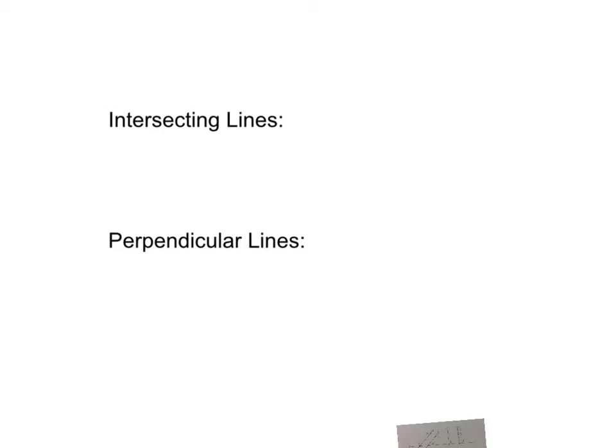Two more vocabulary words that you need to know are intersecting lines and perpendicular lines. Intersecting lines are 2 lines that cross. It doesn't really matter what angle they cross at, but you know that they're going to cross sometime. And usually your plane will show them crossing already.